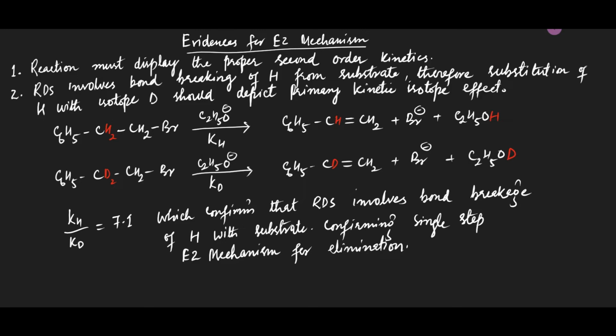However, neither of these results alone could prove an E2 mechanism, since both are compatible with other mechanisms also, for example we will see in the lecture on E1CB. The most compelling evidence for the E2 mechanism is found in stereochemical studies.